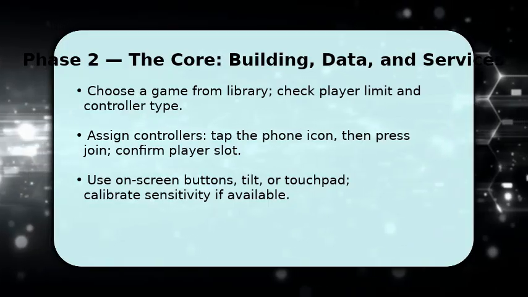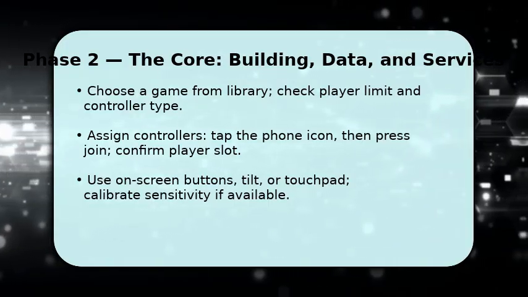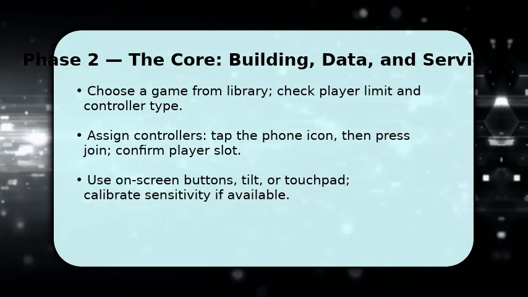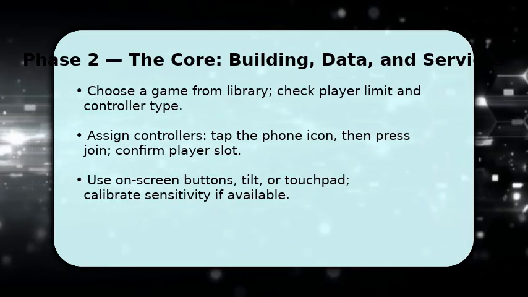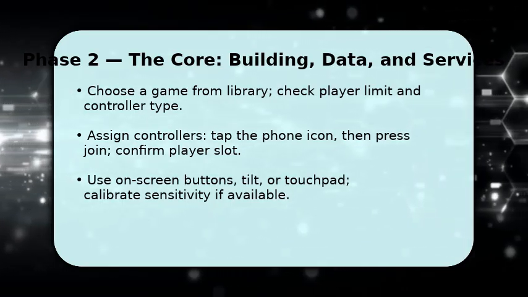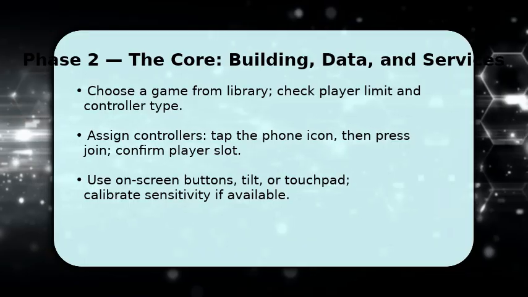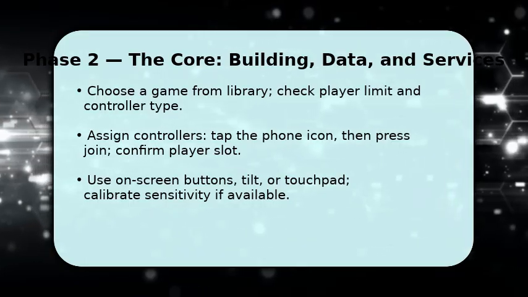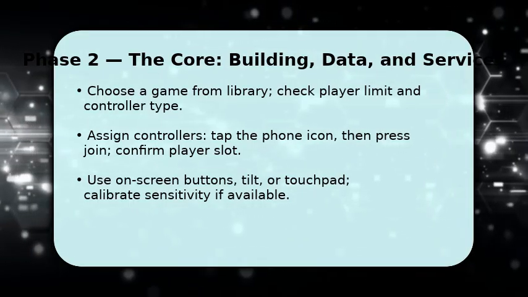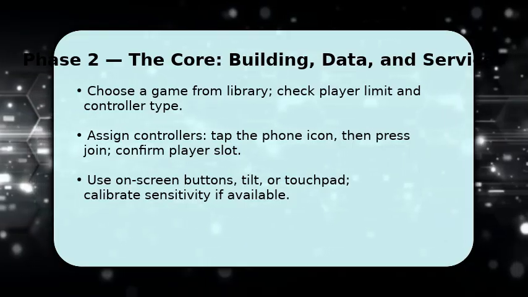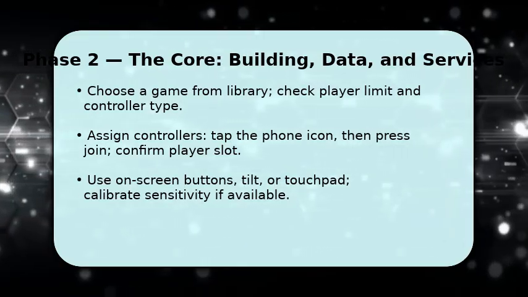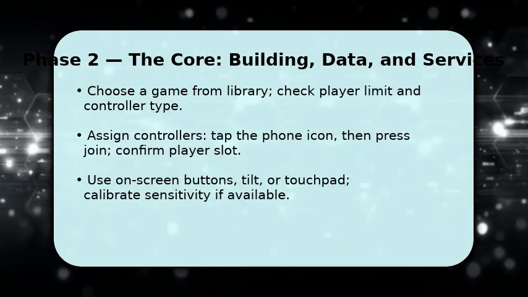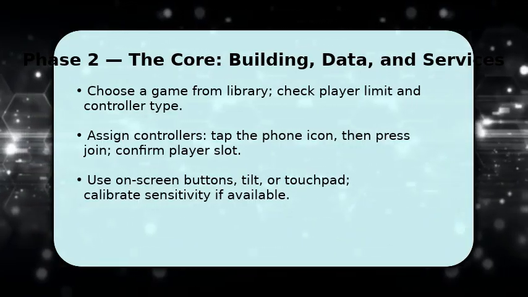Once the game loads, join by entering the room code on your phone and tapping the controller icon, then claim an open player slot. If the game uses tilt, touchpad, or virtual buttons, calibrate sensitivity in the settings so inputs feel natural. Why do this? Because proper assignment and calibration reduce input lag and misfires, making gameplay smoother and more competitive for everyone.